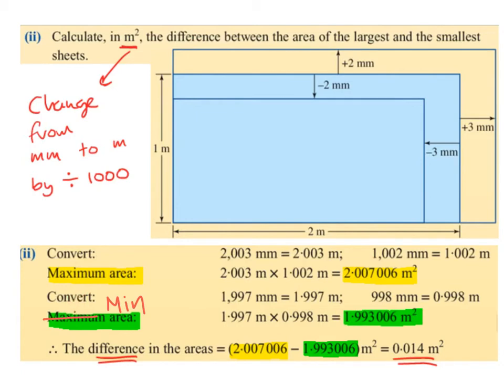So again, we're going to convert our minimum length into meters and our minimum width into meters. So 1997 millimeters divided by 1000 is 1.997 meters, and 998 millimeters divided by 1000 is 0.998 meters. So multiplying 1.997 meters by 0.998 meters, we get 1.993006 meters squared. So this is our minimum area. And the difference in the areas we just subtract, and we end up with 0.014 meters squared.